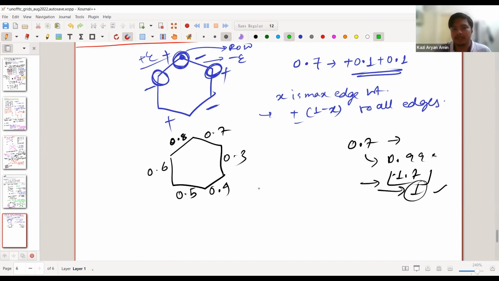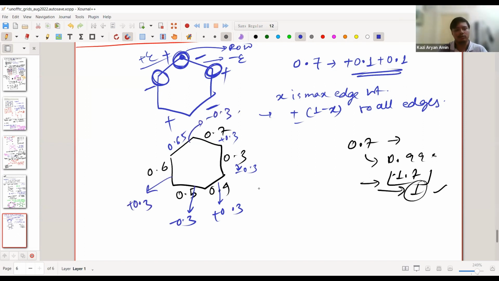But what I was saying is you can still do stuff like this. Suppose you just add 0.65. You can add 0.3 to here, deduct 0.3 from here, add 0.3 to here, deduct 0.3 from here, add 0.3 to here, and deduct 0.3 from here. So that also works out.